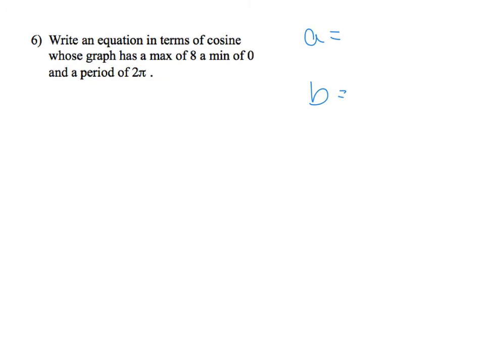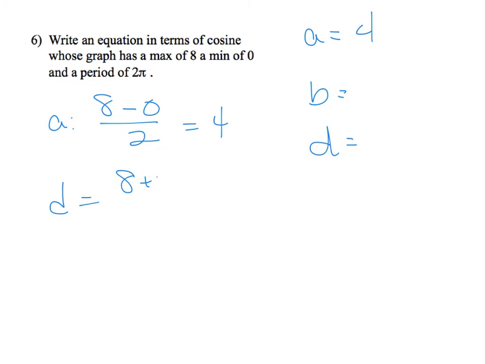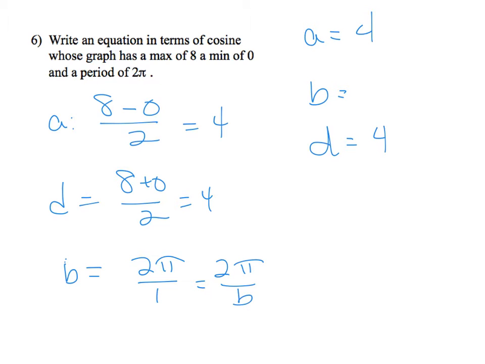A, B, D. A's work, max minus min divided by 2. I'm doing D next. Max plus min divided by 2. That's handy. They're the same thing. The period is 2 pi. So remember when we're doing B here. So B is 2 pi over 1. We set that equal to 2 pi over B. Hopefully you can see the 2 pi's are equal, so this has to be 1. Or you can cross multiply and solve, and you'll get it.